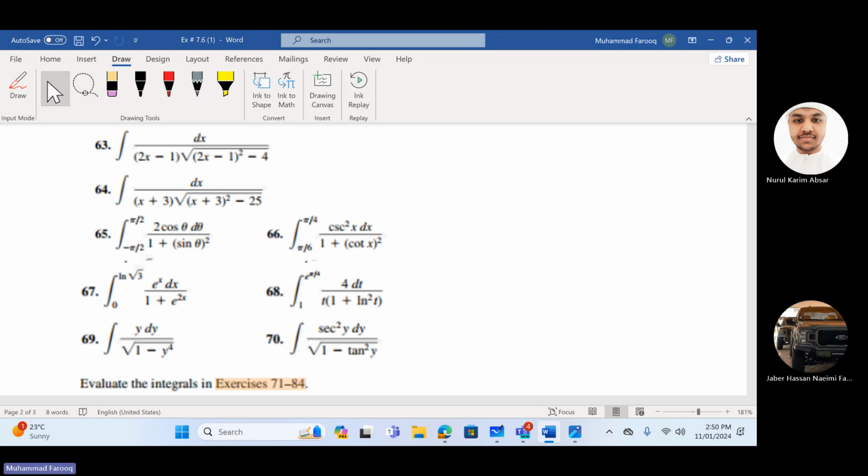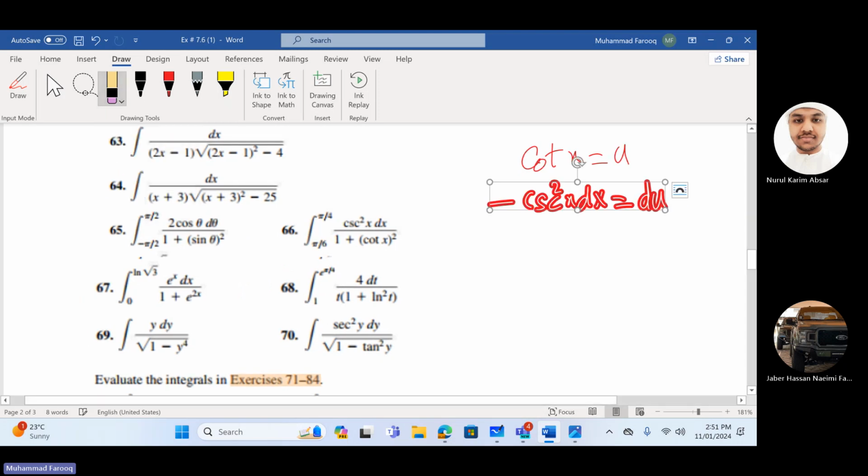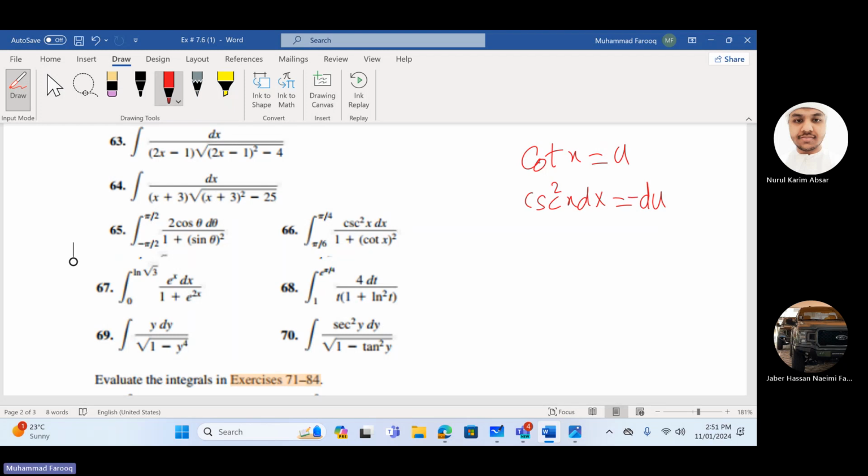First of all, make a substitution. What do you take as u? Cotangent, very nice. Start with substitution, please. Take cotangent x as u. If you take the differential, what's the cotangent derivative? Negative cosecant square x dx is equal to du. If you go back to the question, you don't have a negative sign, but transfer the negative sign with the du. Now it's very clear. Cosecant square x dx is negative du. Negative sign put outside. Now the numerator becomes du.